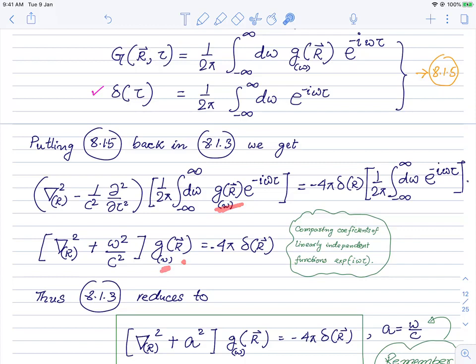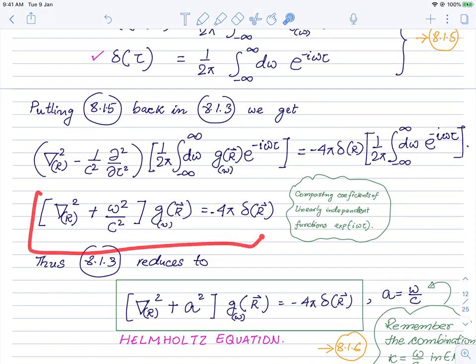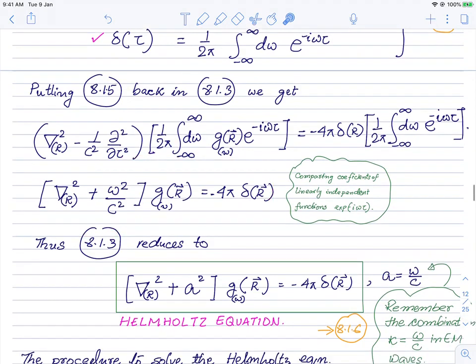Again, there can be an omega dependence in this g as well. Of course, the integral will be there, and there will be this e to the power minus i omega t, but that will be there on this side of the integral as well. So now you can just compare coefficients of these linearly independent functions, e to the power i omega tau and minus i omega tau. If you compare the coefficients, then this is the equation that we have, and now we have to solve this equation.